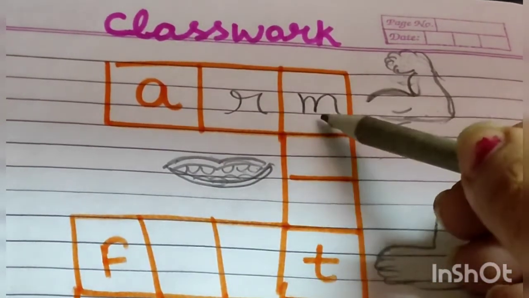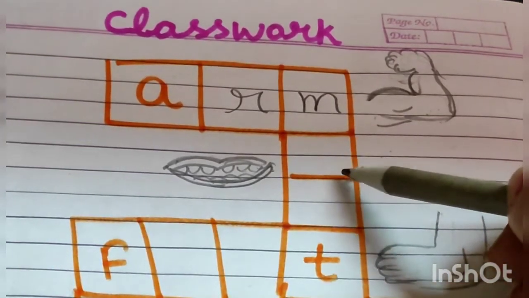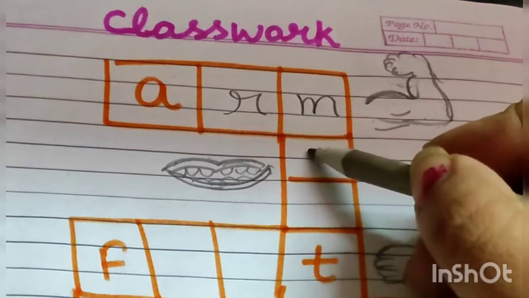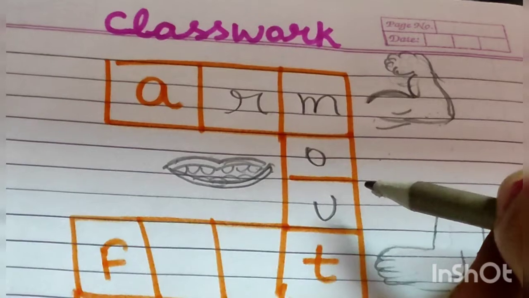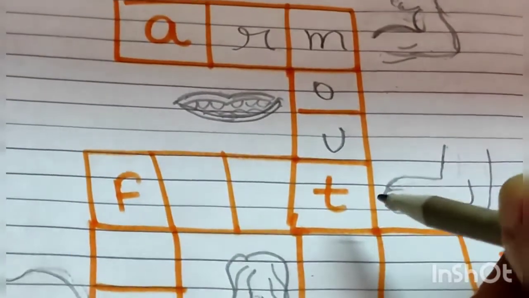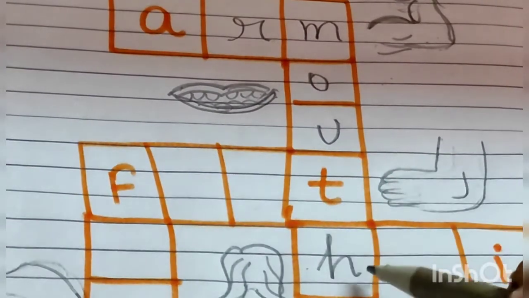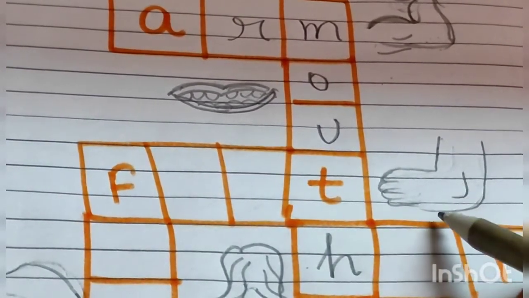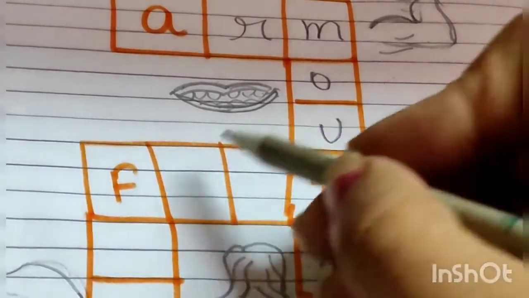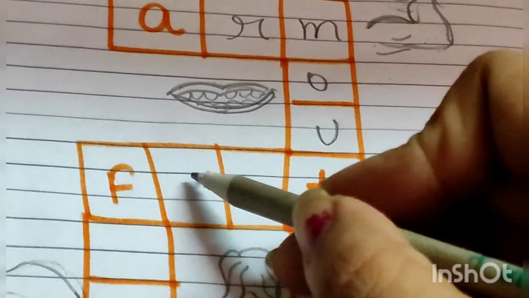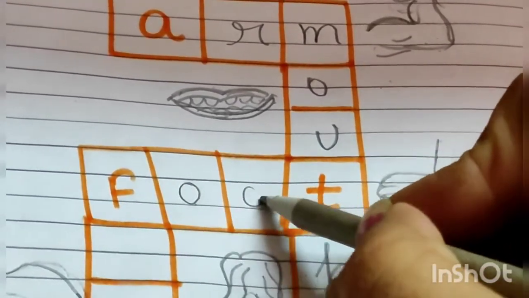Now we are given mouth here, so we'll write the name of the mouth. So MOUTH. So it will be mouth. Now we can see that picture of foot is given here. So F is given. So we are going to start with FOOT.